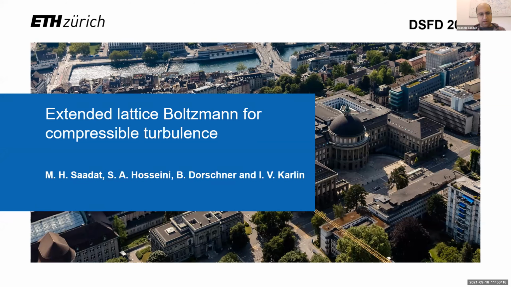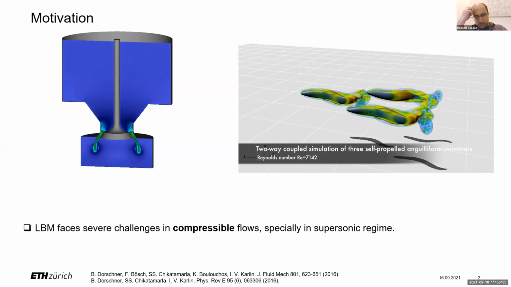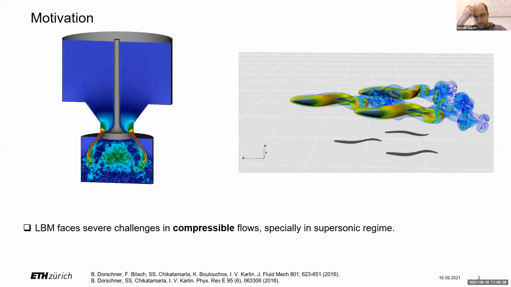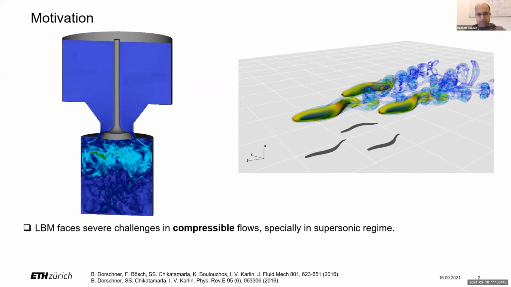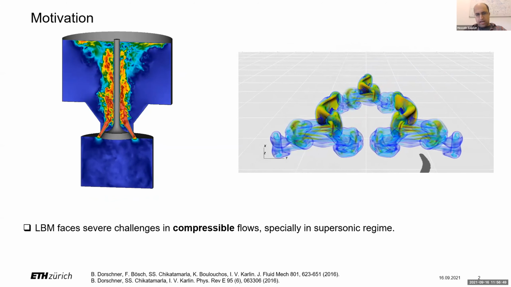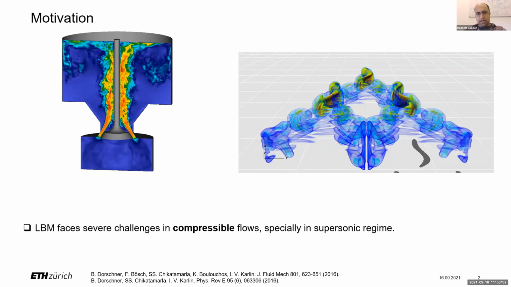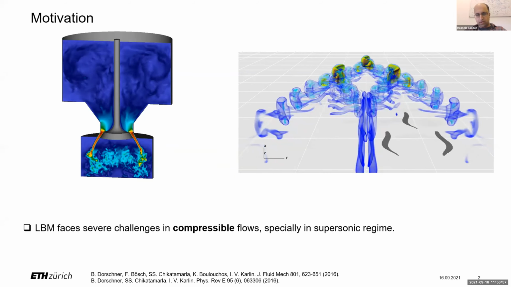My name is Hussein. I am a PhD student in the group of Professor Karlin. As you said, what I'm going to talk about today is a lattice Boltzmann model for the simulation of compressible turbulent flows. As you know, lattice Boltzmann has been very successful for the simulation of incompressible flows. But when it comes to compressible flows, it faces severe numerical challenges. These challenges become even more prominent in supersonic flows, where there are discontinuities in the flow field in the form of shock waves.